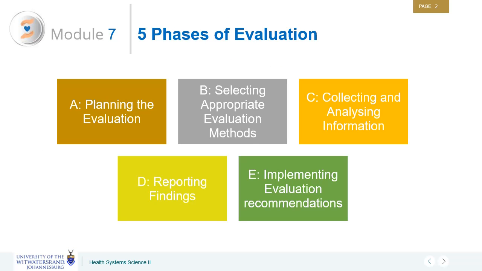There are 5 phases to the evaluation cycle. The first is to plan the evaluation, following which you would select appropriate evaluation methods, and then you will collect and analyze information using the methods that you have chosen. Once you have analyzed that information, it's important to report your findings, and then from those findings, you have to implement any of the recommendations that are made in that report.